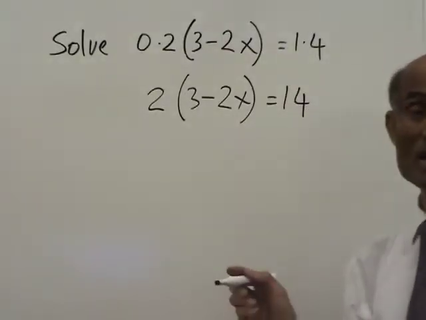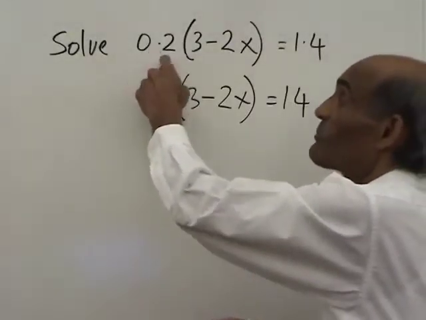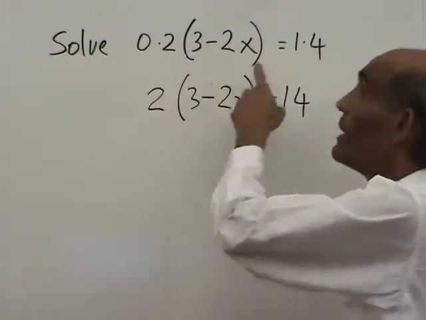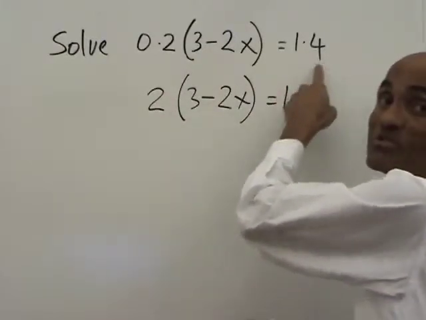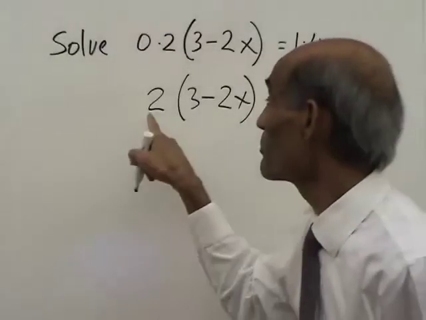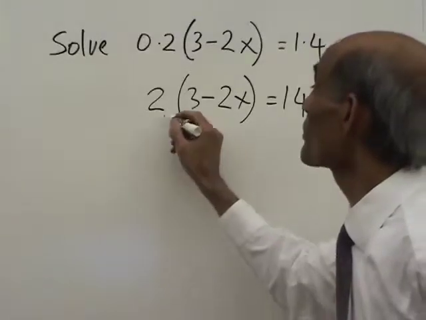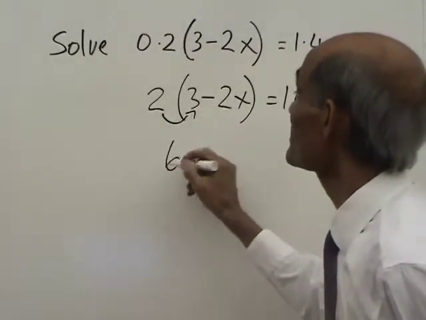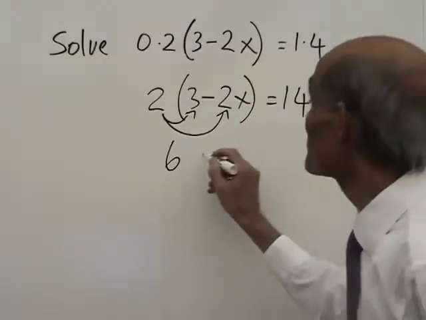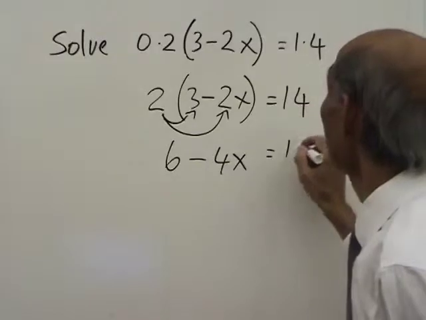I hope you understand and you know how to do this. Move the decimal one place to the right, 0.2 now becomes 2. And move the decimal one place to the right, 1.4 becomes 14. Now distribute that 2. Now it is simple. 2 times 3 is 6. 2 times negative 2x is minus 4x, equal to 14.